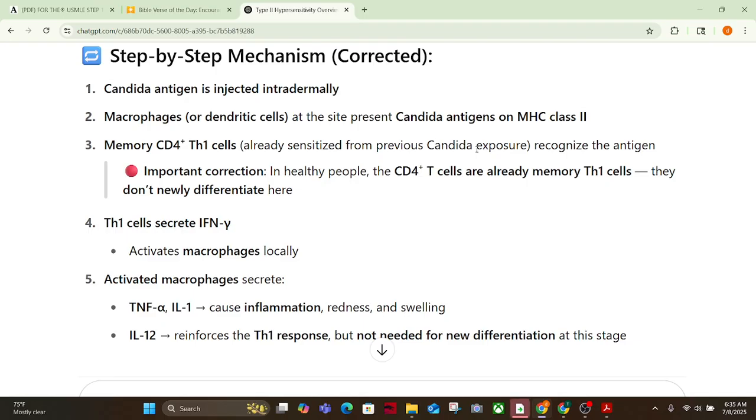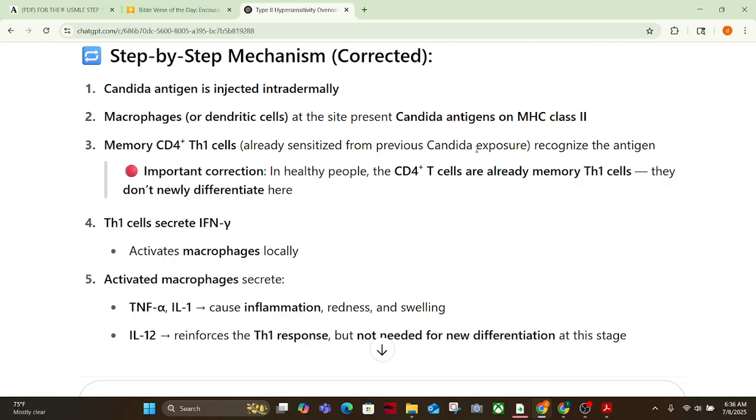Okay, so Candida antigen is injected intradermally. Macrophages or dendritic cells both have MHC class 2 on top of their cells. So macrophages grab the Candida antigen using the macrophage's MHC class 2 to present it to CD4 T cell. Memory CD4 Th1 cells already sensitized from previous Candida exposure recognize the antigen.